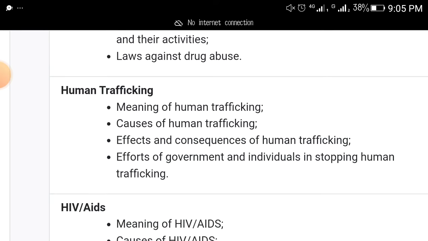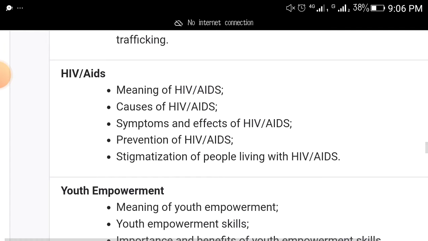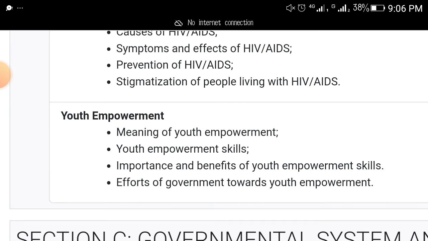Human trafficking is always coming out. Then study also HIV and AIDS. Both meaning, causes, symptoms, effect, how to prevent the stigmatization of people living with HIV and AIDS. Study this and it will come out both in OBJ and in your theory. Then youth empowerment. What does youth empowerment mean? What are the skills youth are empowered in? The importance and benefits of youth empowerment skills, efforts of government towards youth empowerment.